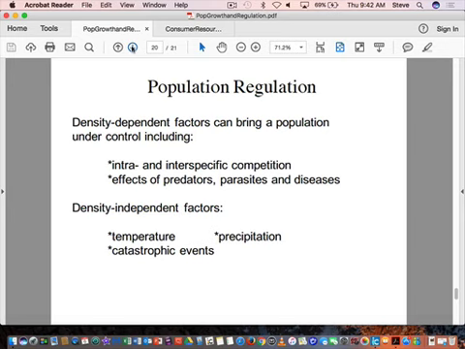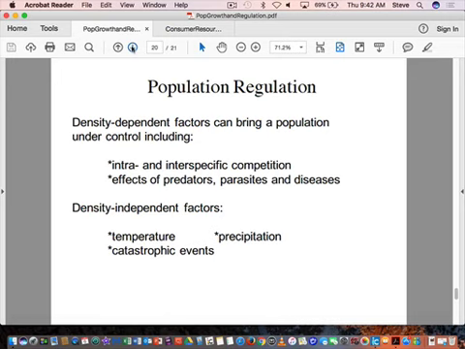And we're going to talk about a lot of these things, but one of the things that we think is very important is that populations get regulated under what are called density dependence. And density dependent factors can bring a population under control. And one of the things that we were just talking about is that one of the most important density dependent factors that limits population size or regulates population size to some equilibrium is intraspecific competition. And that's what we kind of just showed.